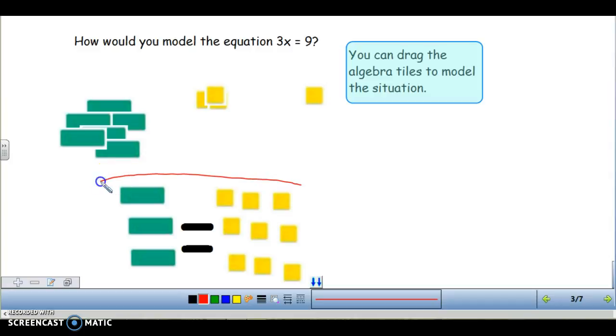If you look at just one of them, you have truly divided it into 3 groups. And one of those x's is equal to 3. 2 of the x's would be equal to 6. And all 3 would be equal to 9.